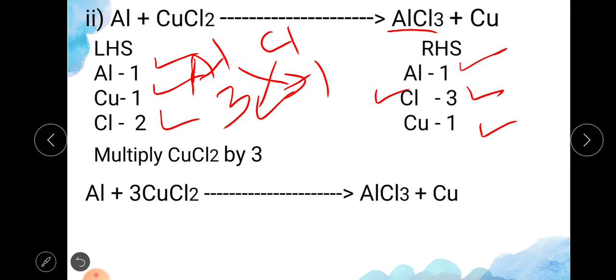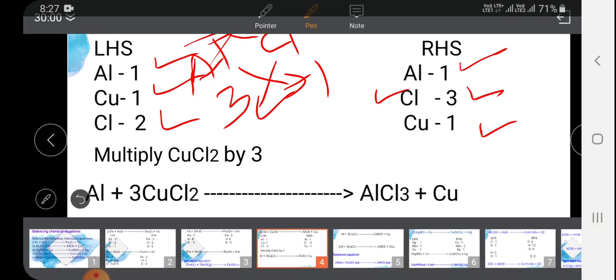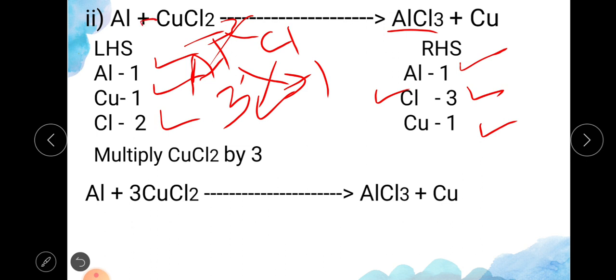If you want to change the chlorine number, where is chlorine here in the reactants? Here. So we can't write Cl2 3 here, the formula will change. So where should we write 3? We should write 3 in front of copper chloride. So multiply copper chloride by 3. If you write like this, we will get aluminum plus 3CuCl2 gives AlCl3 plus Cu. Still, this is also called a skeletal equation only. So here aluminum is not balanced.